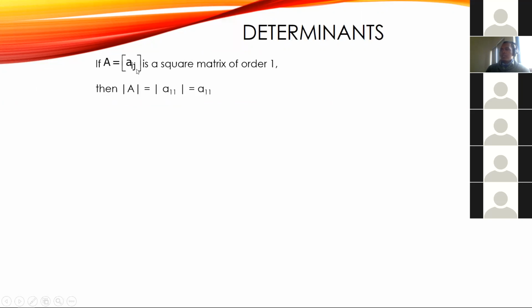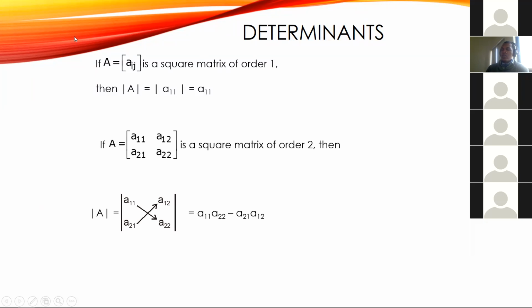If you look at the determinant of a 1x1 matrix, a 1x1 is still a square matrix because it's one row, one column. Rows equal columns. That's what we call a square matrix. And for a 1x1 matrix, the determinant is just the element in the matrix. That's the determinant.